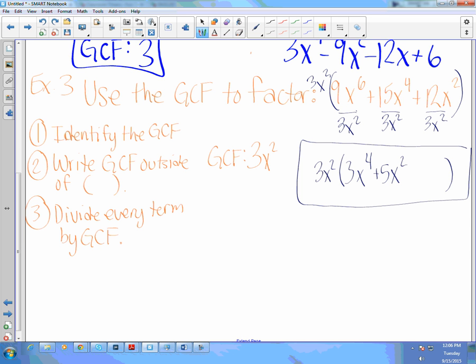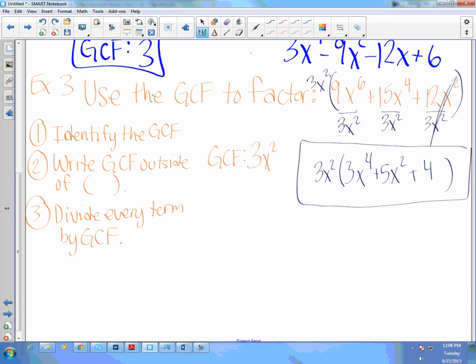And what is 12x squared divided by 3x squared? 4. And what about the x's? They cancel, because x squared divided by itself is 1. 2 minus 2 is 0, and x to the 0 is 1. So there's our answer. That's factor form.